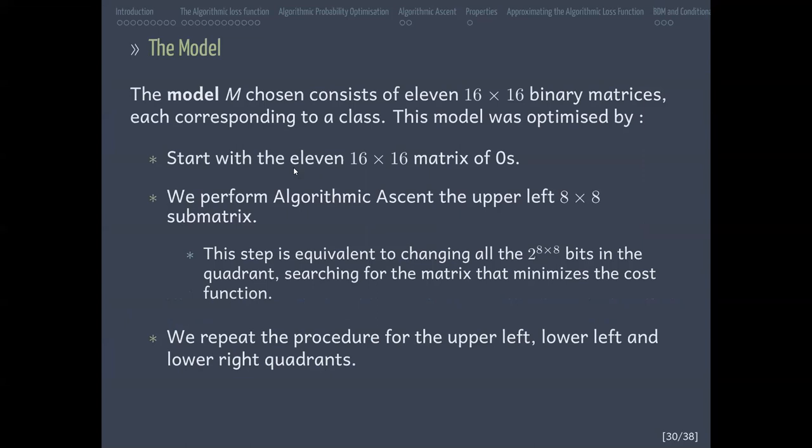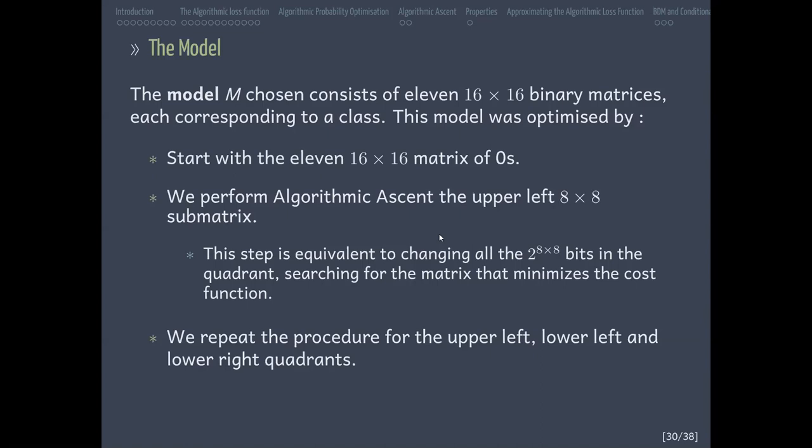So our model is going to consist of 11 16 by 16 binary matrices, one for each class, which was optimized in a kind of greedy way. So we start with 11 matrices of zeros. We are going to perform a logarithmic ascent on the upper left corner, then on the upper right corner, then the lower left, and then the lower right corner. So this step is going to be equivalent to changing one bit in each of the segments, and then measuring the cost incurred by that sample, and iterating this step until we find a correct model, a correct centroid for the samples.